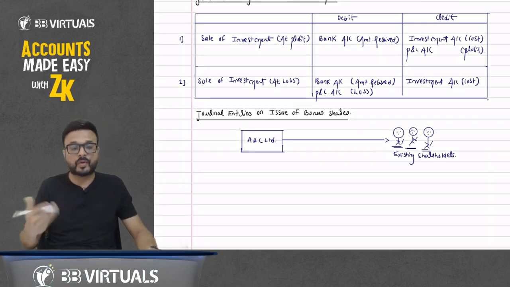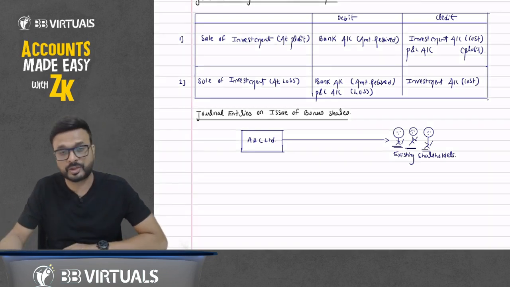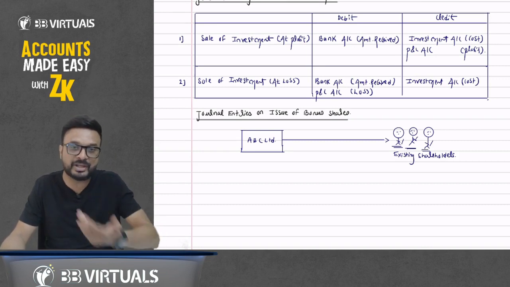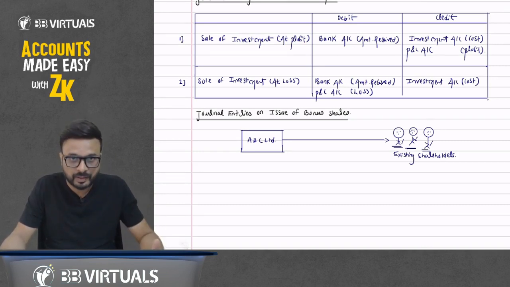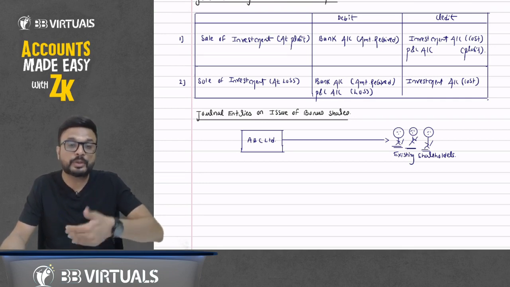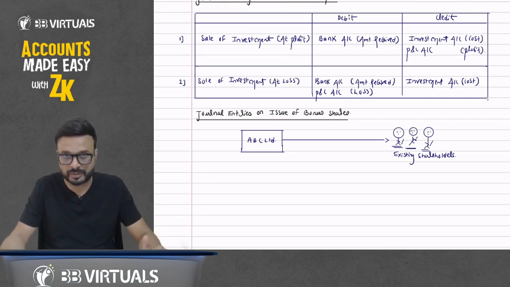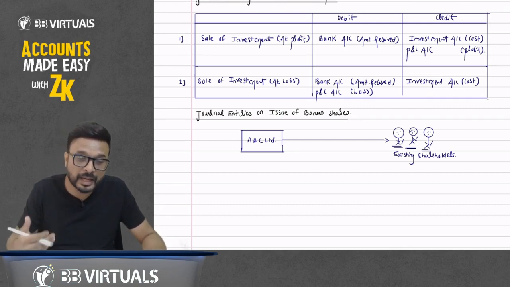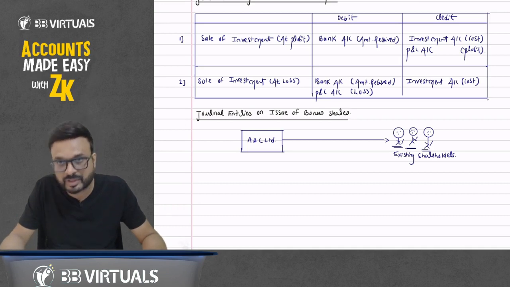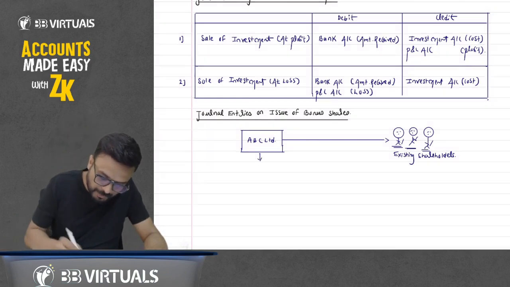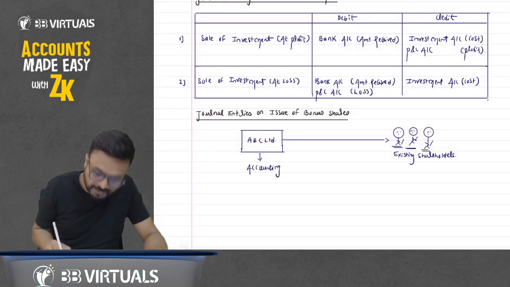Now the company wants to give a bonus to their shareholders. You know what a bonus is? Something free of cost, something additional we are giving. So here ABC Limited is giving some shares to their existing shareholders free of cost. Are we doing accounting from ABC Limited's point of view or the existing shareholders' point of view? We are doing accounting here from ABC Limited's point of view.